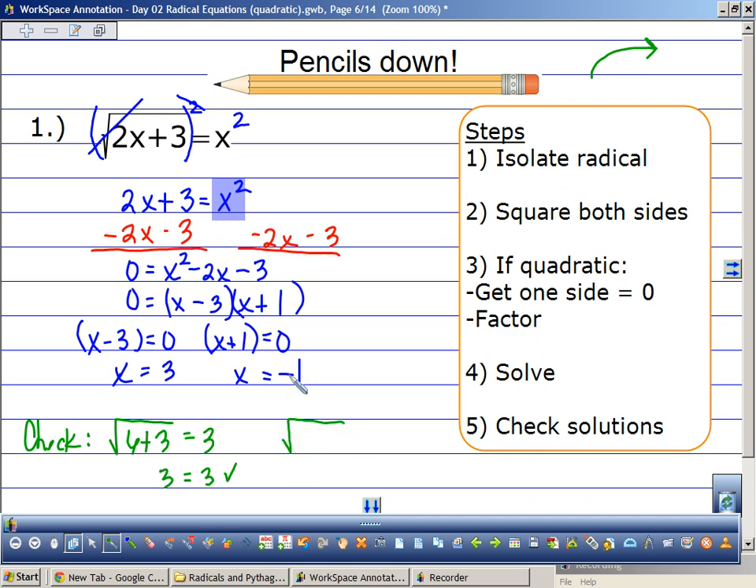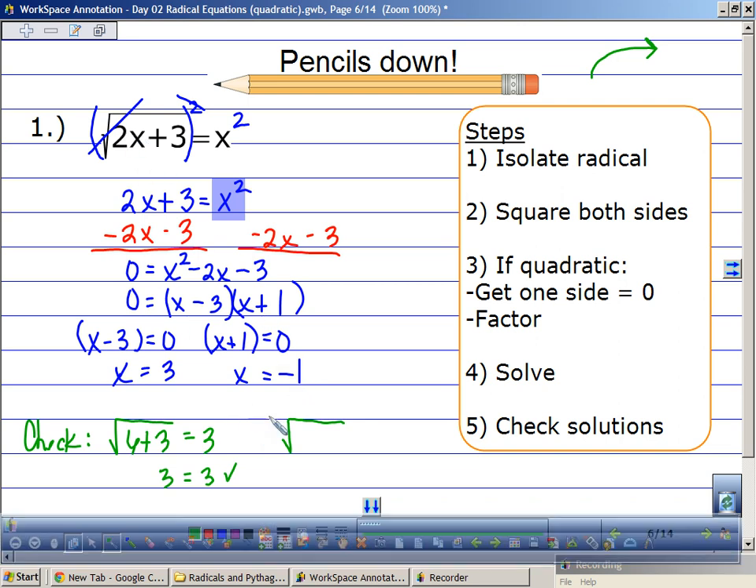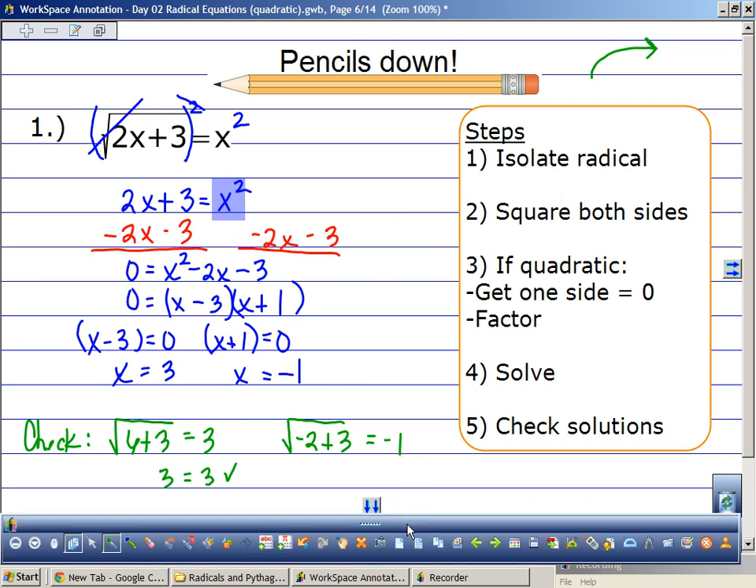You plug it in. You substitute it back in. What's 2 times negative 1? Negative 2 plus 3 equals x. What's x again? Square root of 1. Does the square root of 1 equal negative 1? Nope.